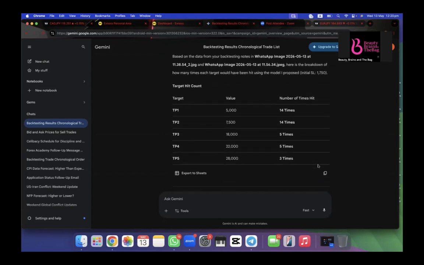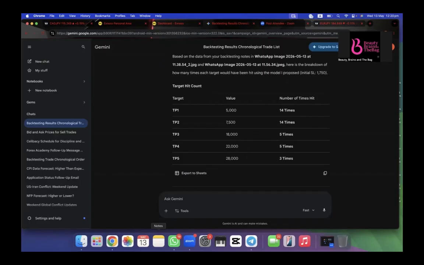So you can see now it showed me everything. If I use this model, TP1 would have been hit 14 times, TP2 would have been hit 14 times, TP3 5 times. Okay. So you can see I'm just showing you. I'm trying to, because everybody trades differently.